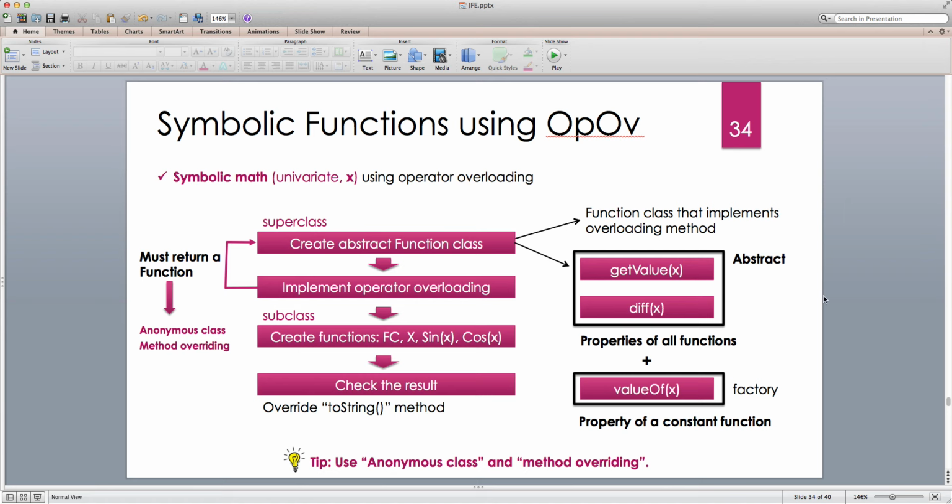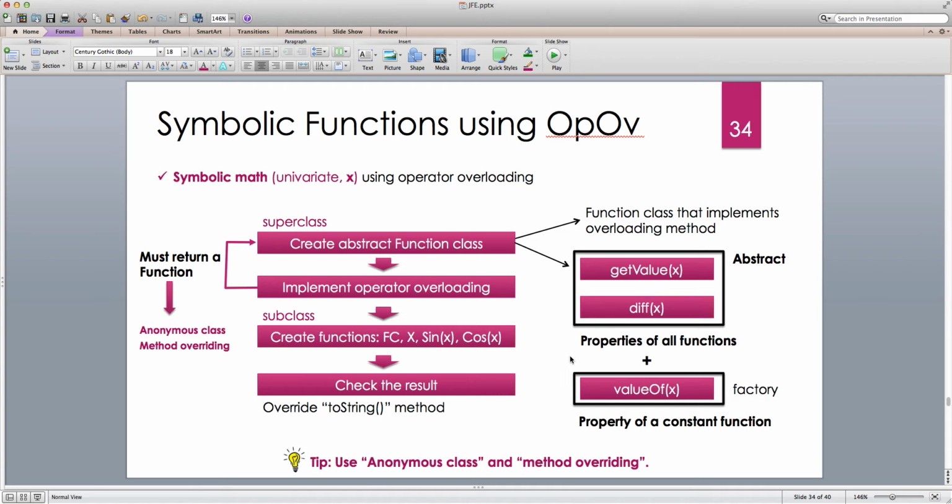Okay, and we looked at the implementation of the get value, because each function should be able to return the value of the function at any real number at any given point, and also a diff. And our approach for implementing a diff was to return another function. So the diff of a function is also a function.